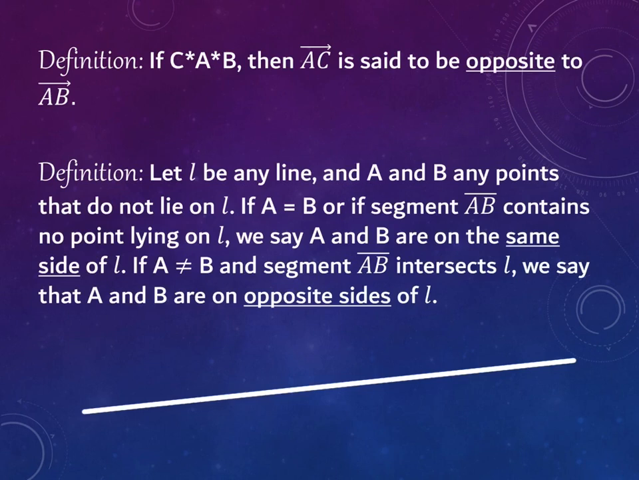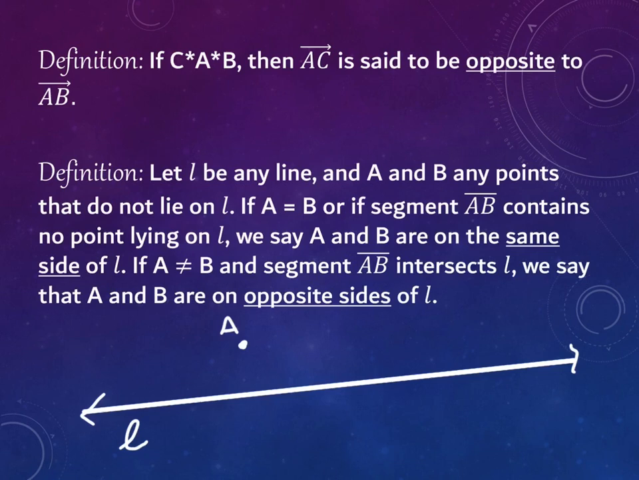So here's line L. And there's basically three scenarios that are described in this particular definition. One is the possibility that A and B are the same point. Well, if they're the same point, then they're clearly on the same side of L, because they are the same.